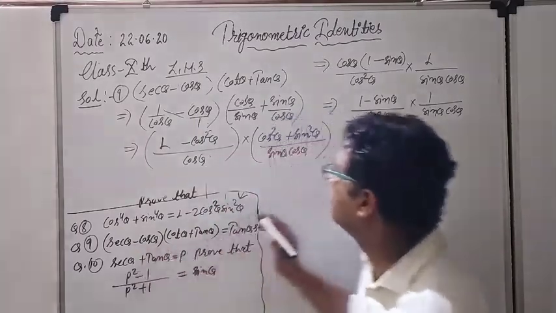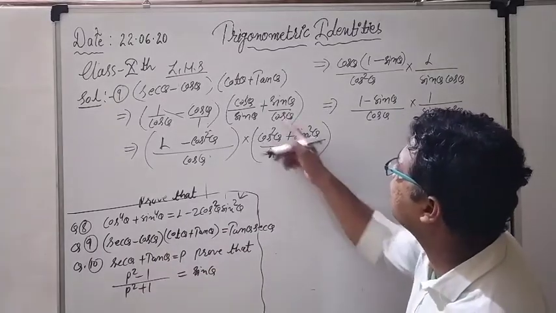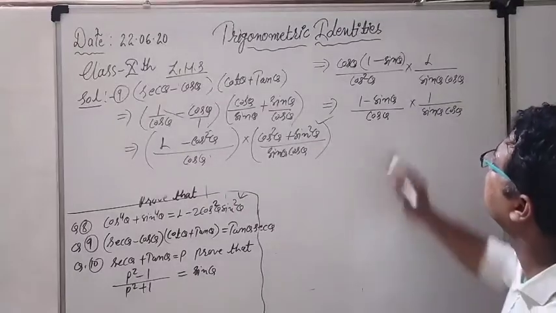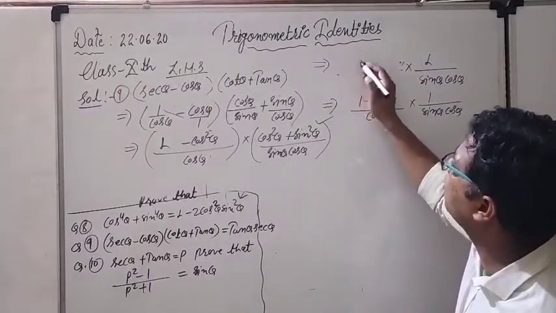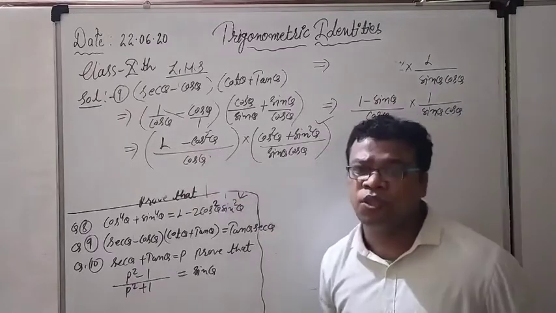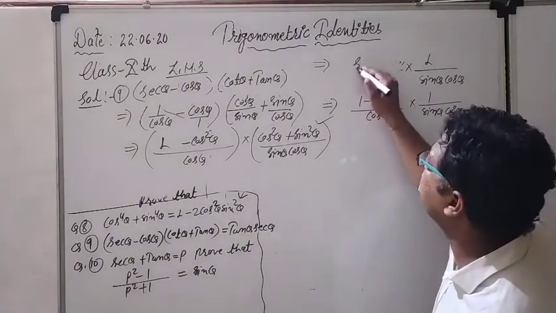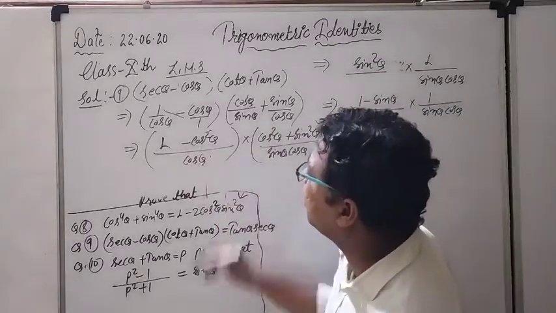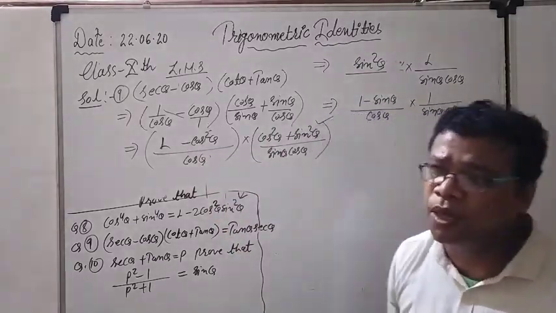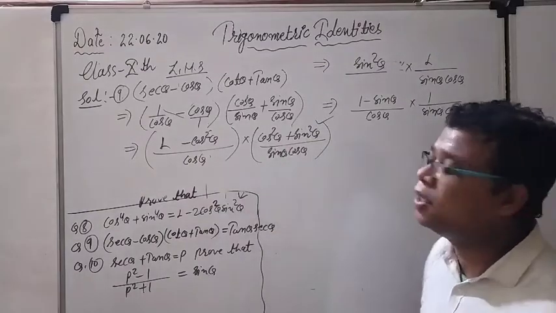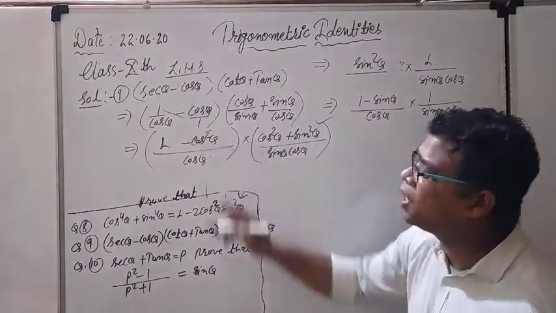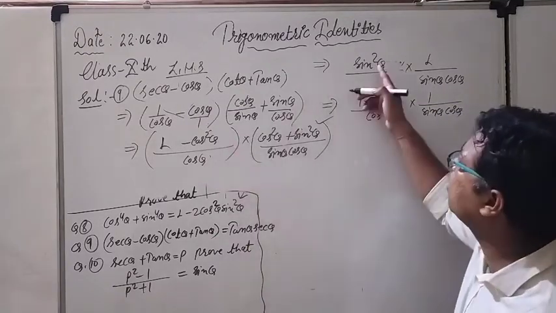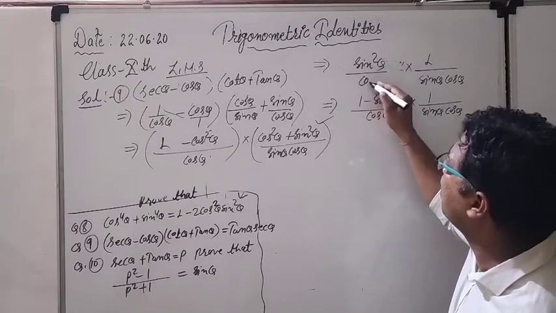You can see the question, nothing else. This particular thing is okay. This is 1 minus cos square theta upon cos theta. Again, nothing is the problem. See here, 1 minus cos square theta is equal to sin square theta. That we can understand because cos square theta plus sin square theta is equal to 1. So 1 minus cos square theta will directly give me sin square theta upon cos theta.